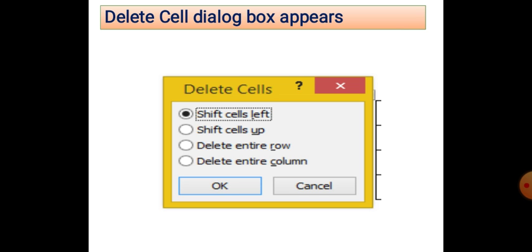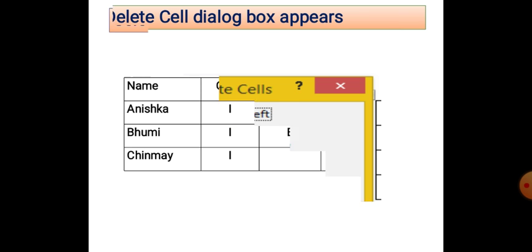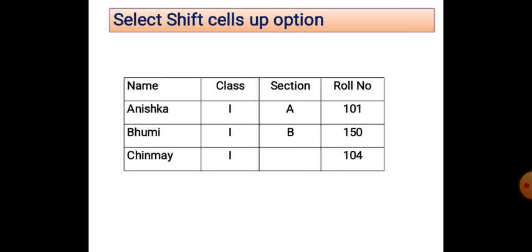Shift cells up means the cells will come from the bottom to top to fill up the gap. Delete entire row will delete the complete row in which the cursor is, and similarly delete entire column means wherever the cursor is, that column will be totally deleted from our table. So this way we can delete any cell in our table. Now see, if we have selected shift cells up, then the new cell just shifted from bottom to top to fill up the gap.